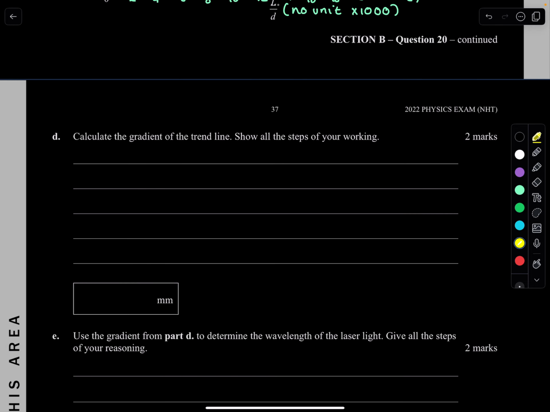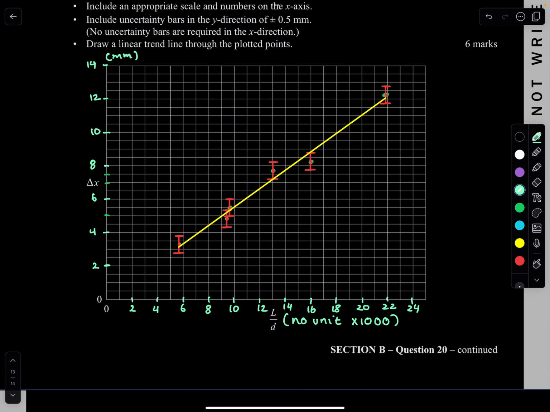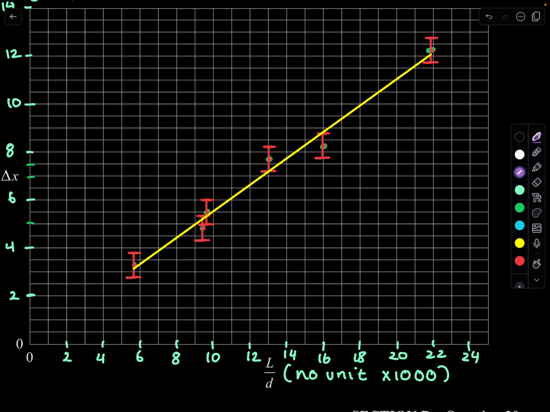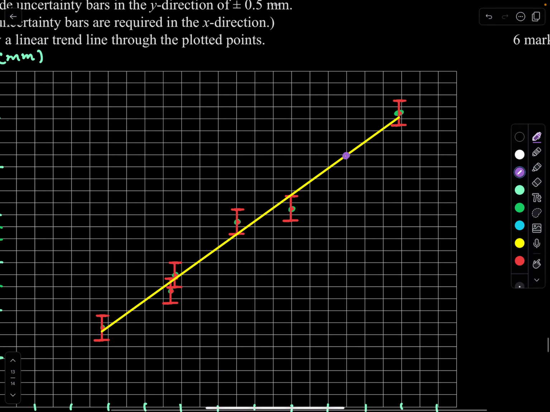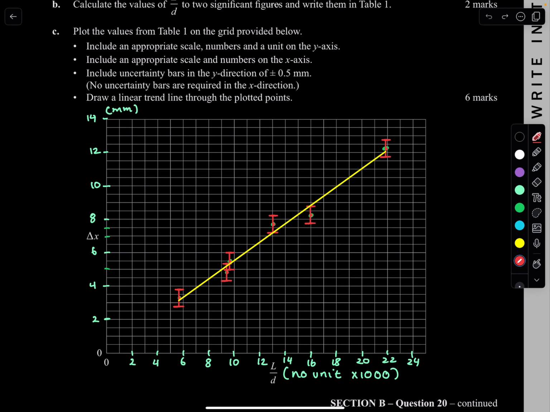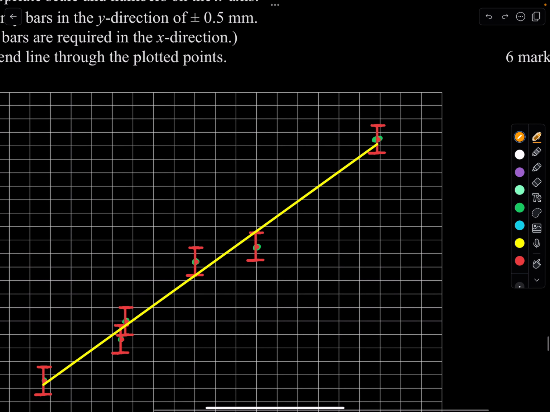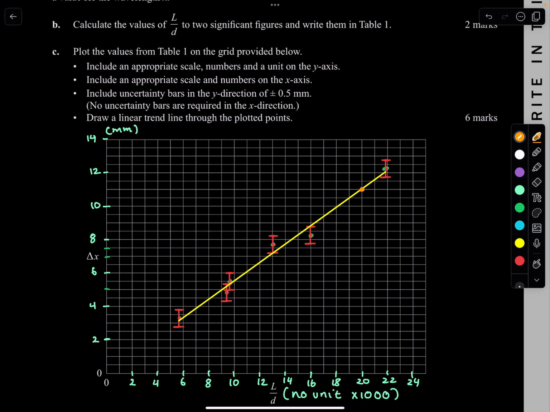Calculate the gradient of the trend line. Show all your steps and working out. Beautiful. So gradient is just m. We just need 2 points on the graph, basically. So 2 points that are nice. The 2 points that I would take are the ones on the line. So this point looks good. You can't see it, but I'm going to show it here. That point here with the red. Actually, let me get another color, orange. So basically, this point here looks good.